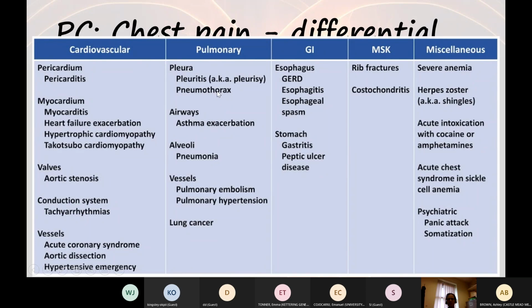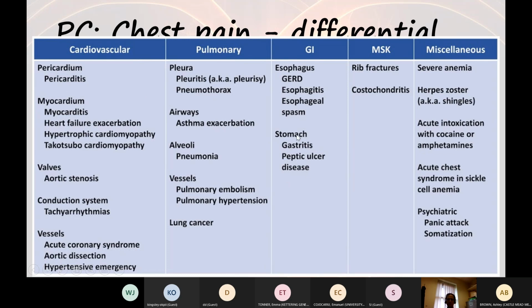The pleuritic nature of the pain is very helpful for pushing you towards a pulmonary cause rather than a cardiovascular cause, with the exception of pericarditis, which obviously can have quite similar features and does tend to relate to posture, but also to inspiration or coughing.